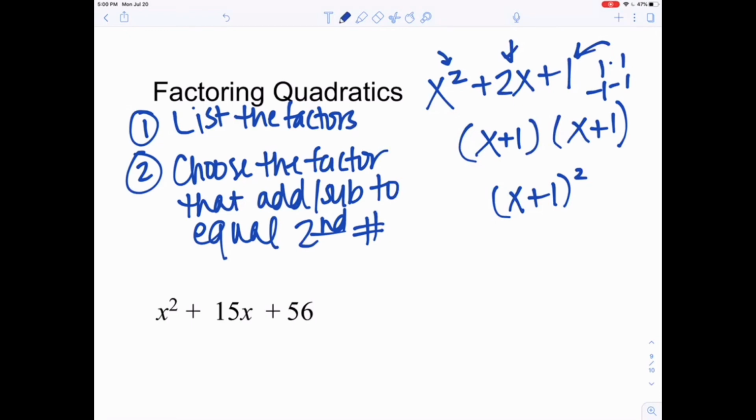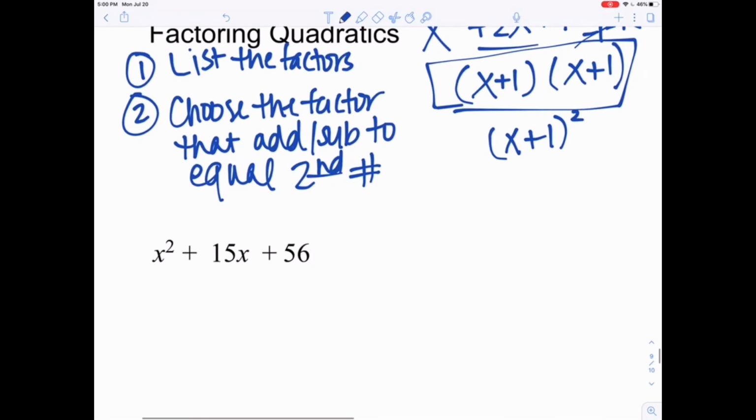So which one of these adds up to 2? I need it to add up to 2. So 1 plus 1 gives me 2. Perfect. Negative 1 minus 1 gives me negative 2. That's not what I'm looking for. So this is what I use. And then I assemble it into my parentheses. Okay, so that might be a little confusing the way I explained it, but I hope that when we do some practice, it'll come together for you a little bit better.